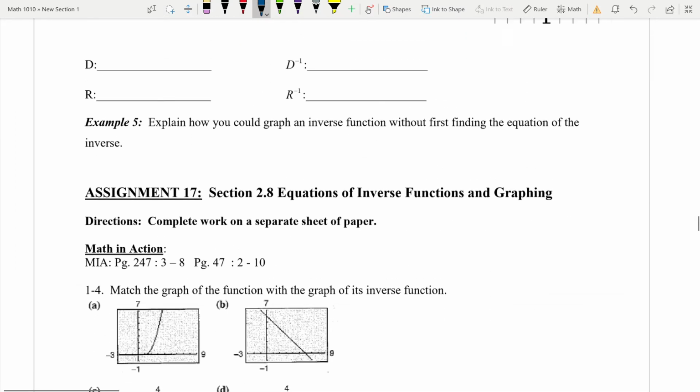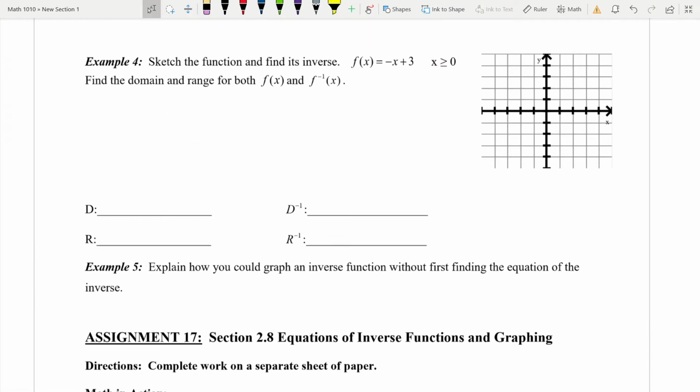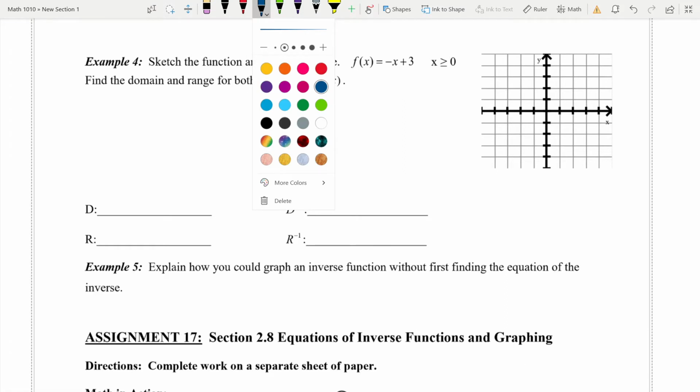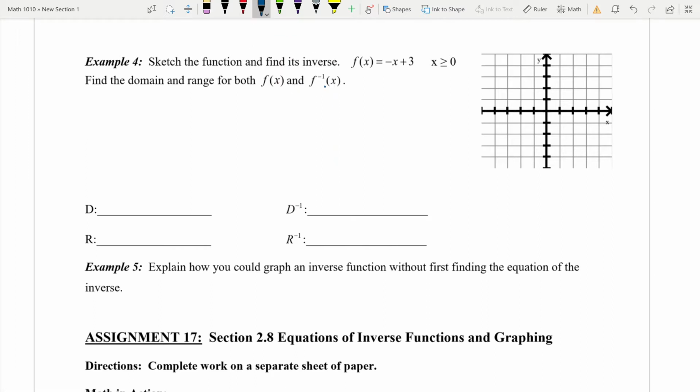Okay, here is example 4. Try to remember the steps. You don't have to do it in the order that I'm doing it, but I think it is a great way to do it. So I think it's the easiest.